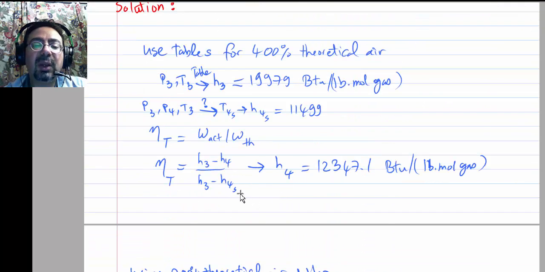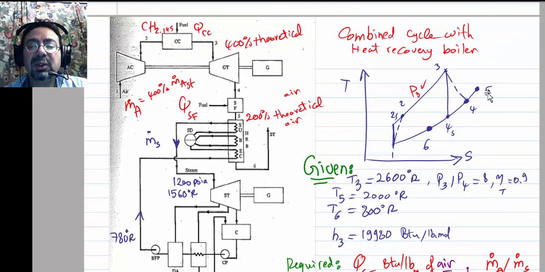So you got the theoretical work using the isentropic efficiency of the turbine. You will be able to calculate H3 minus H4, which will allow you to calculate H4. Right? H4 is bigger than H4s, obviously. It's over here, and you got yourself H4.